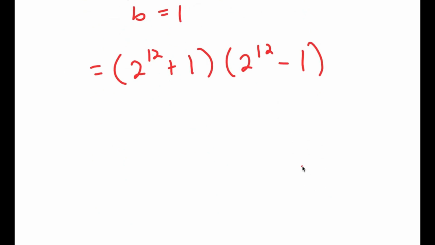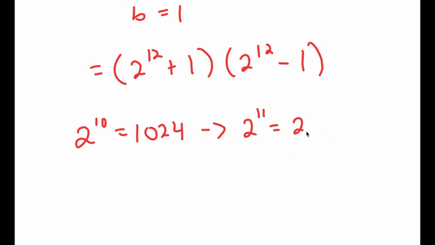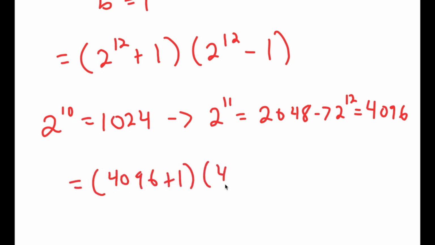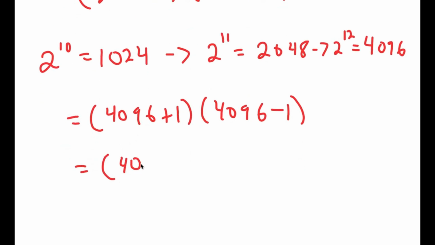Now from here, we need to find the value of 2 to the power of 12. Well, 2 to the power of 10 is equal to 1024. So this means that 2 to the power of 11 is equal to double 1024, which is 2048. And 2 to the power of 12 is equal to double 2048, which is 4096. So now I have 4,096 plus 1 times 4,096 minus 1. 4,096 plus 1 is 4,097, and 4,096 minus 1 is 4,095.